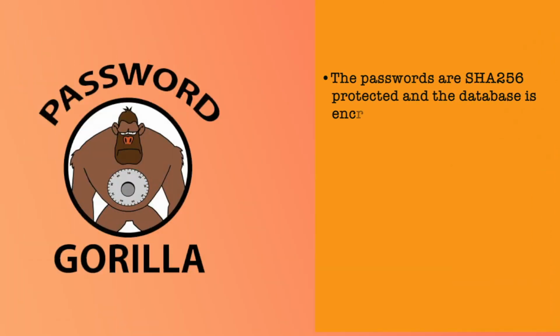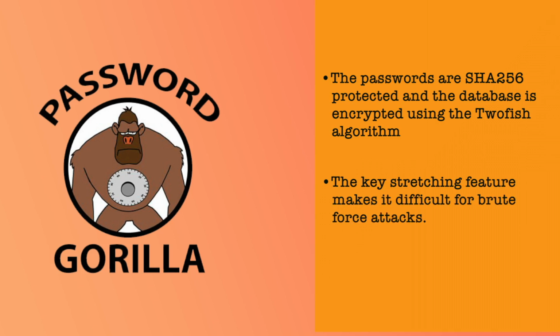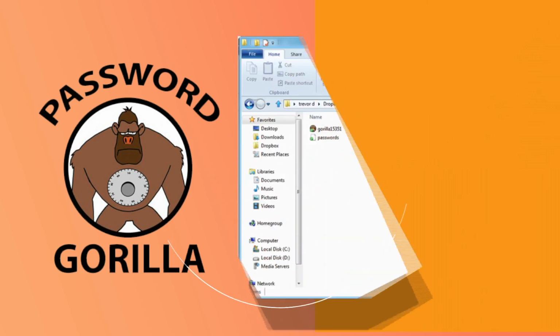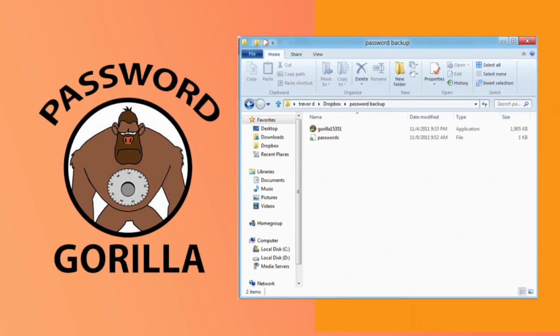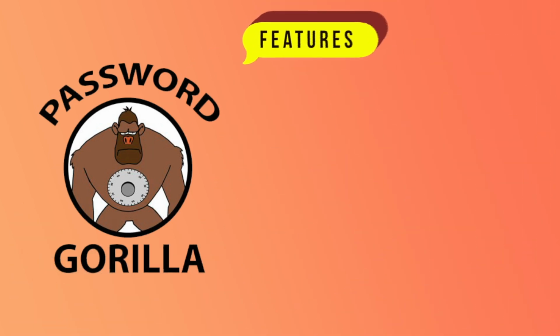Moving on, the passwords in this software are SHA-256 protected and the database is encrypted using the Twofish algorithm. The key stretching feature makes it difficult for brute force attacks. This is the GUI captured from the Ubuntu OS platform of the Password Gorilla software. Let us see the features.